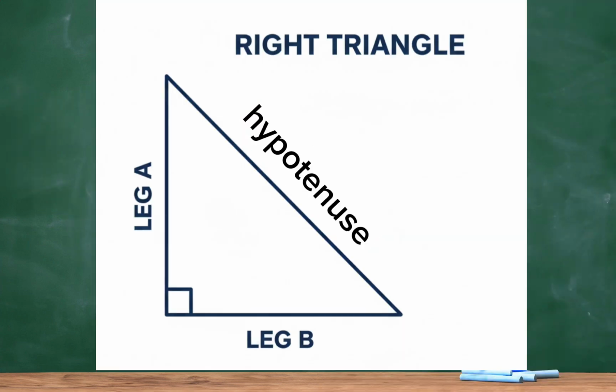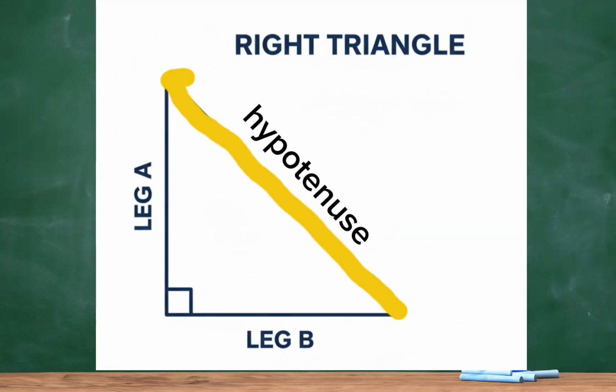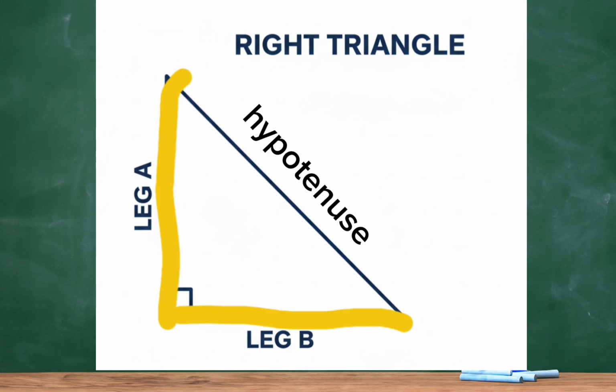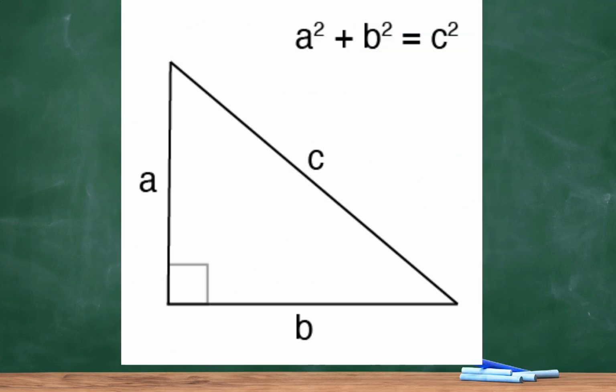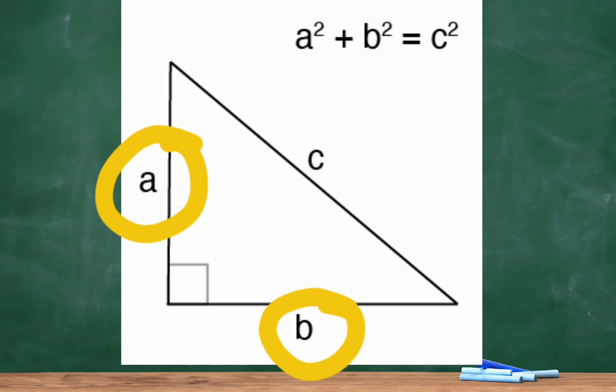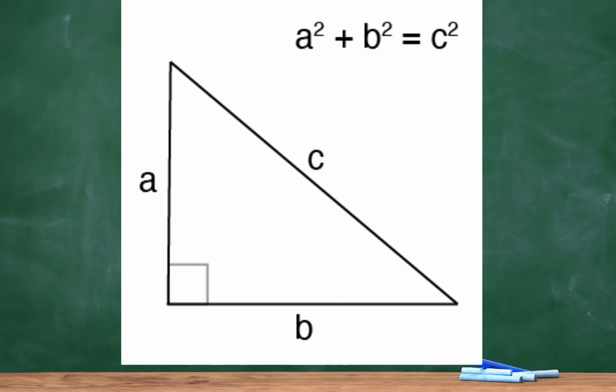In any right triangle, the longest side is called the hypotenuse, and the two shorter sides are the legs. Pythagoras discovered that the square of the hypotenuse equals the sum of the squares of the legs. Let's try it! If one leg is 3 and the other is 4, what's the hypotenuse?